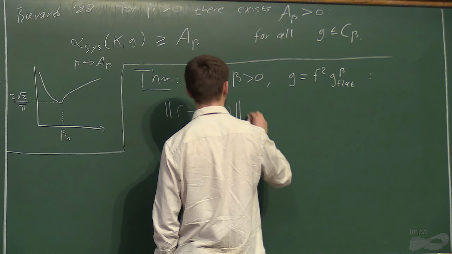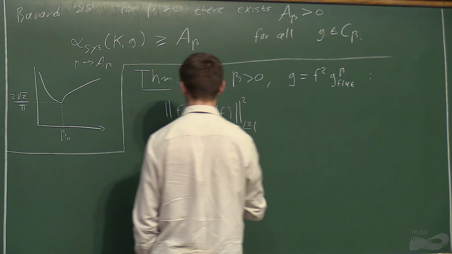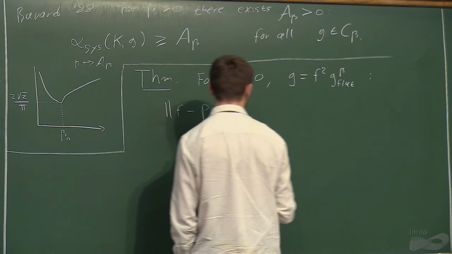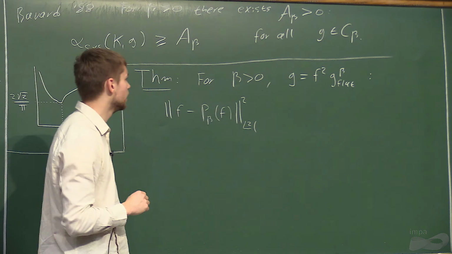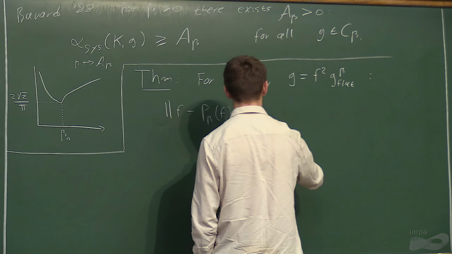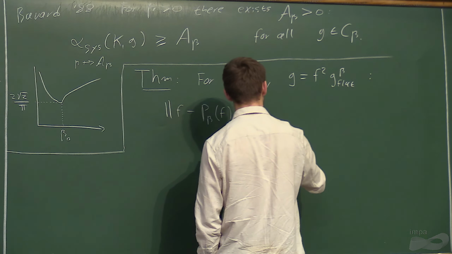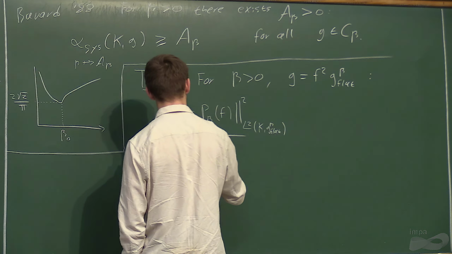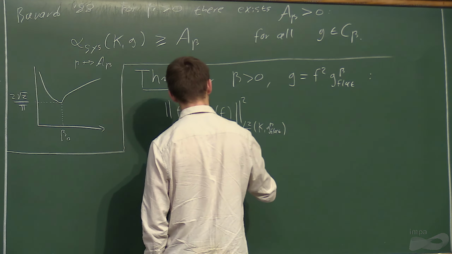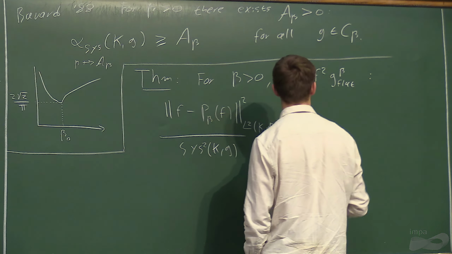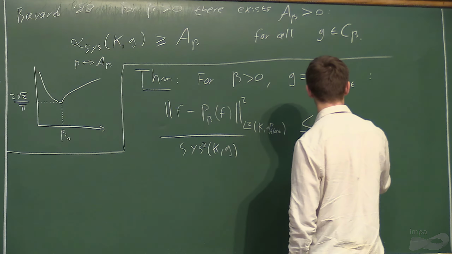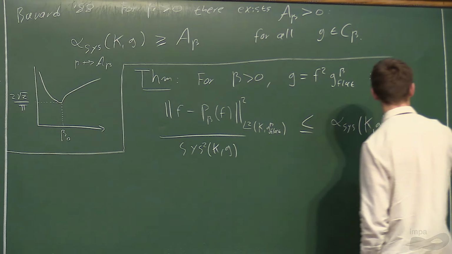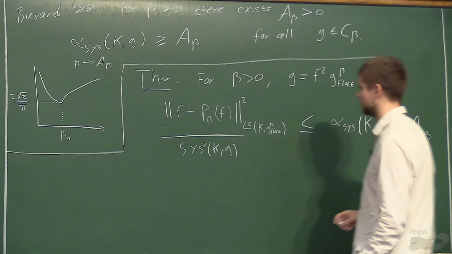If we take the L2 norm of this, and so f and P beta of f will be functions on K, and so the space of L2 or the L2 scalar product will be taken with respect to this flat metric, so K, G flat beta. If we divide this by the square of the systole, then this is a lower bound for the difference between the systolic area and this number A beta.